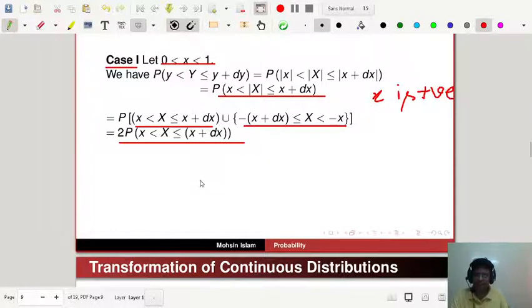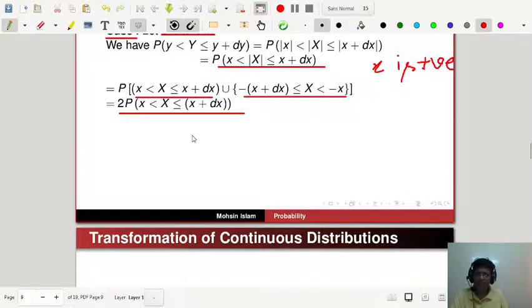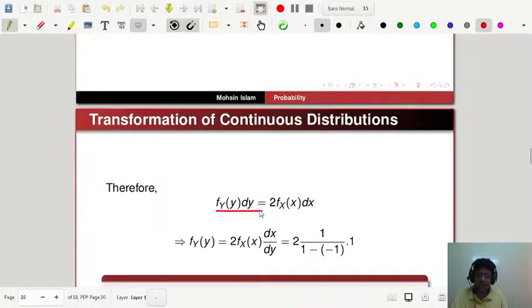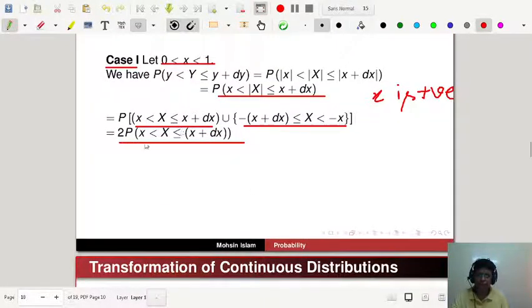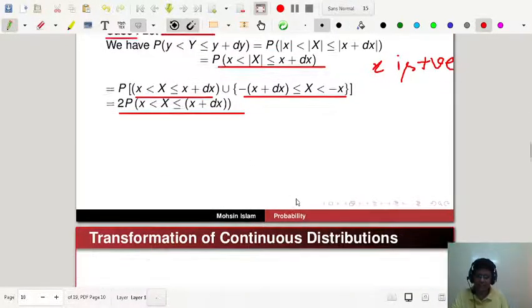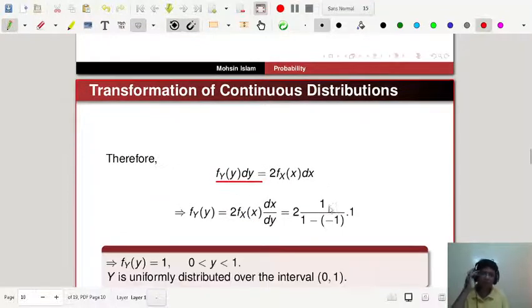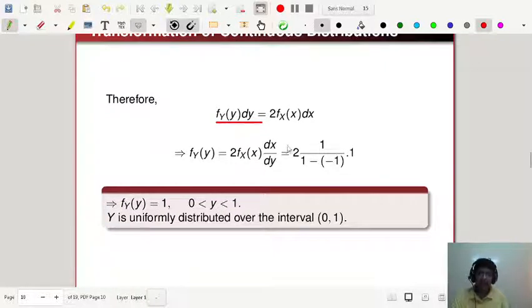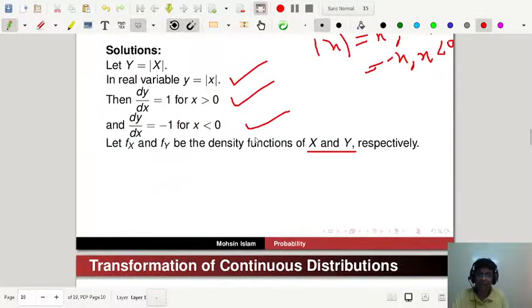We can write this is your fY(y) dy, left hand side, look at that. And your right hand side will be 2 fX(x) dx. So fY(y) equals 2 fX(x) dx/dy. And your fX(x) is 1 by 2, 2 into half, and dx/dy is 1 for x greater than 0. Look at that, already evaluated, dy/dx is 1. So dx/dy equals 1 for x greater than 0.